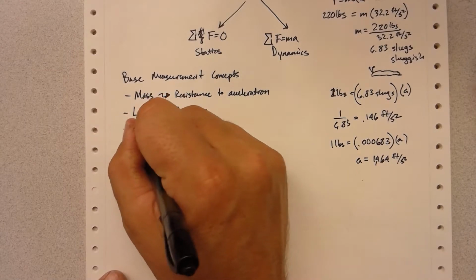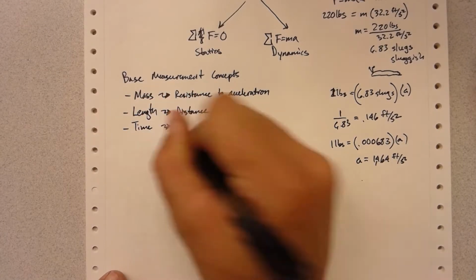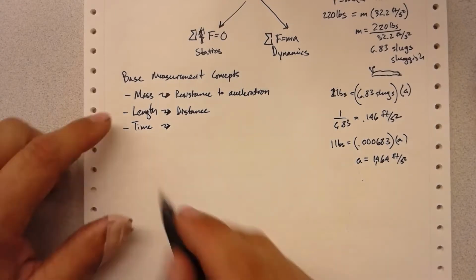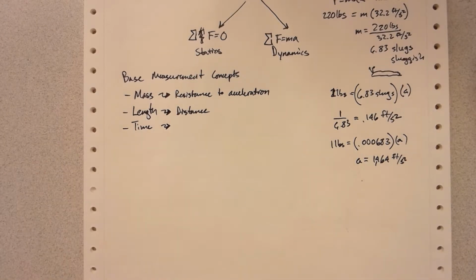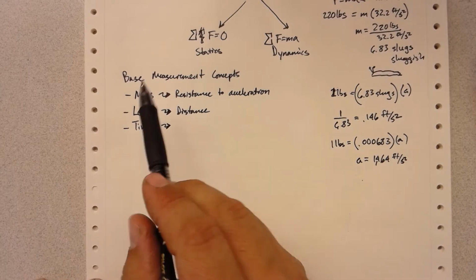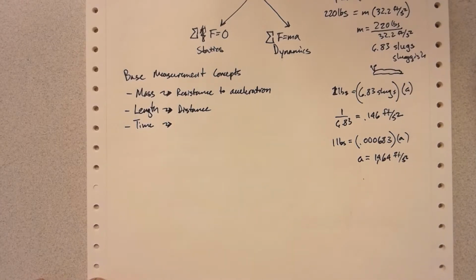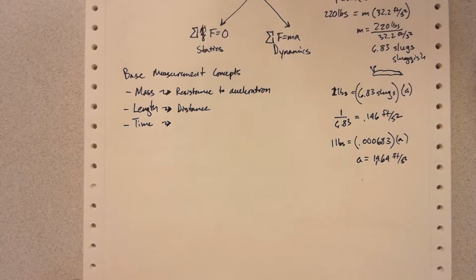So really, these, gosh, how do you define time? The concept of time. This isn't philosophy. I'm going to leave that one just as an arrow. You get the idea of time. So mass, length, and time are kind of our three, what we call base units.